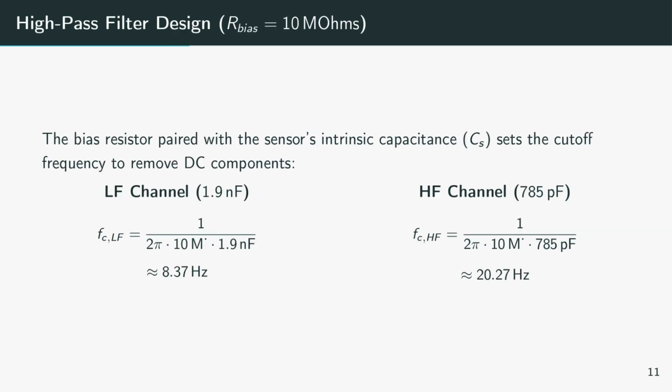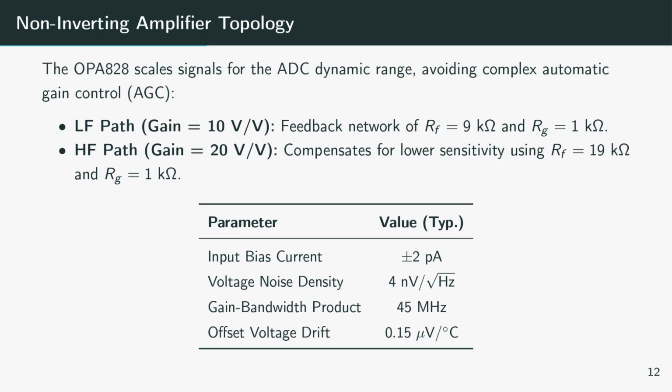The high-pass filter is implemented using a bias resistor and sensor capacitance. This removes DC components and defines the low-frequency cutoff. For the low-frequency channel, the cutoff is approximately 8 Hz. For the high-frequency channel, it is around 20 Hz. These values ensure that all relevant acoustic signals are preserved while unwanted low-frequency drift is removed.